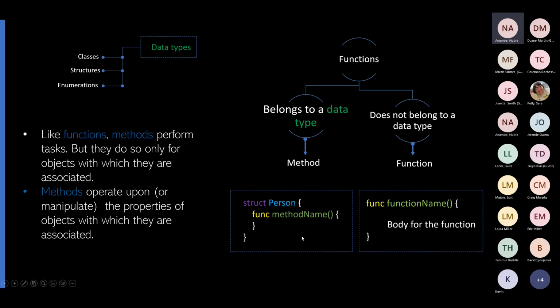I can't be creating something like a function for backing because humans don't back. But I can have a regular function that is just floating on its own, right? It's not subsumed within any class, any enumeration. It's not subsumed within any structure. That we refer to as a function. And you're going to see some of them in some examples as we begin to work. Like functions, methods perform tasks, but they do so only for objects with which they are associated. So methods, right, operate upon or manipulate the properties of objects with which they are associated.